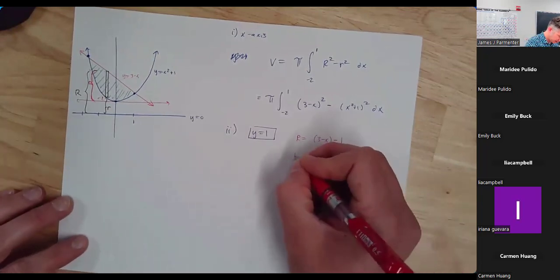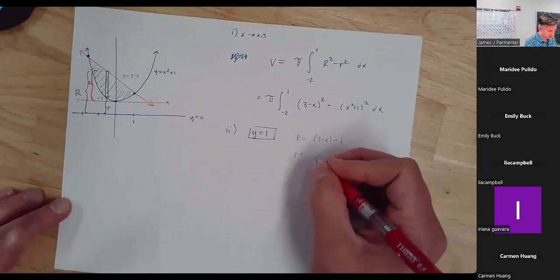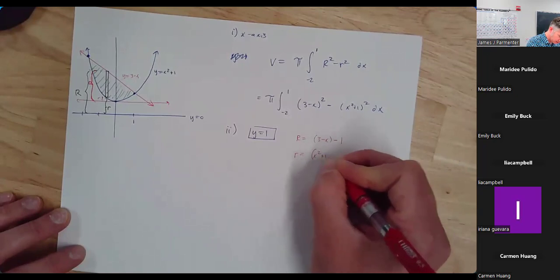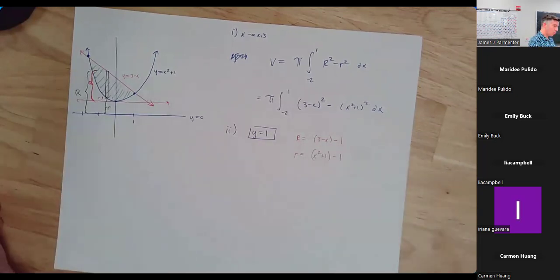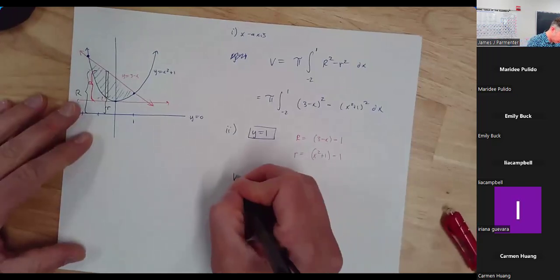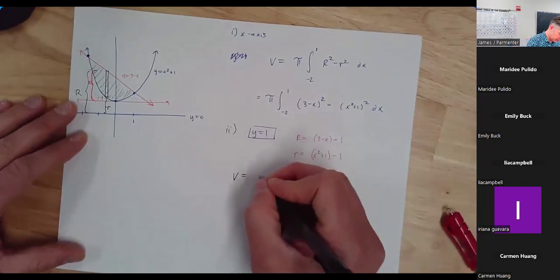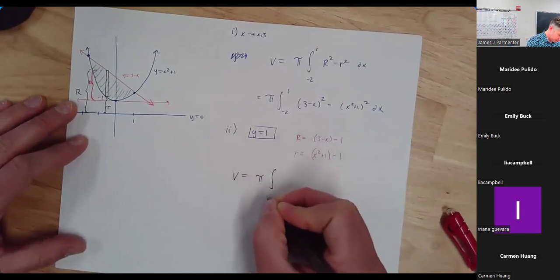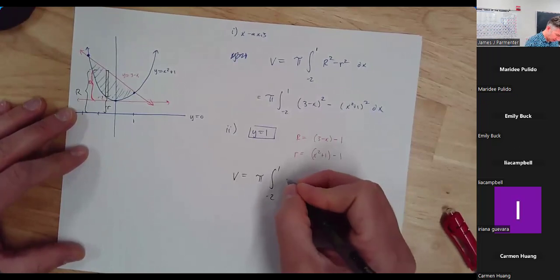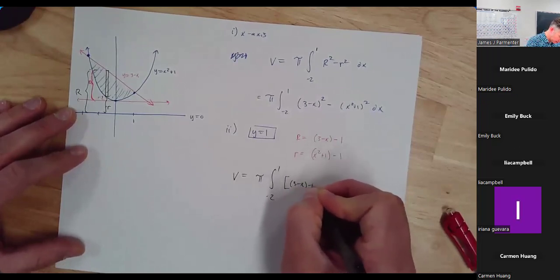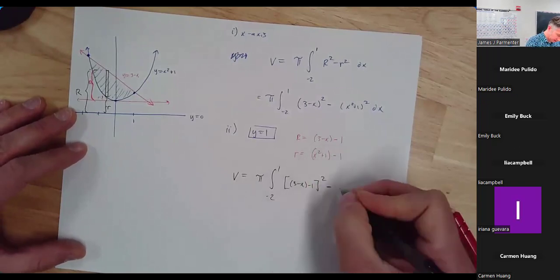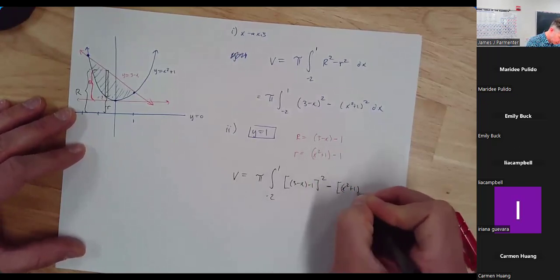And my inner radius is now just x squared. Well, I'm going to say it this way: it's x squared plus 1 minus 1. Once again, always really the distance from your function to the axis of rotation. And the distance between two things is always the difference between those two things. So we subtract. So here we're going to get that the volume around the axis y equals 1 is going to be still pi, still the integral from -2 to 1, still my large radius squared, 3 minus x minus 1 squared, minus my little radius squared, x squared plus 1 minus 1 squared.